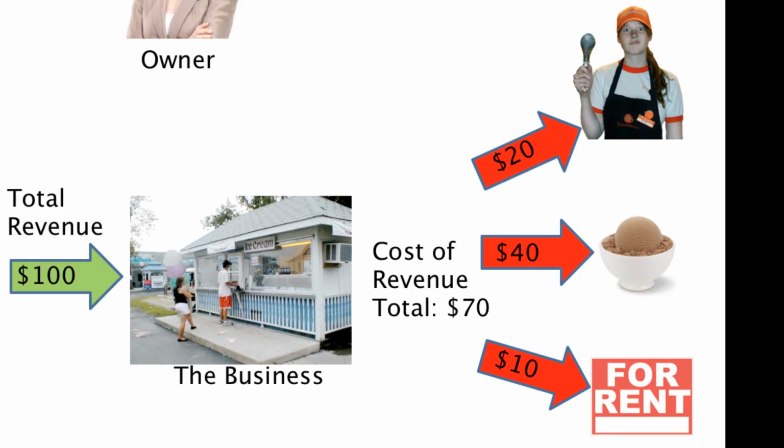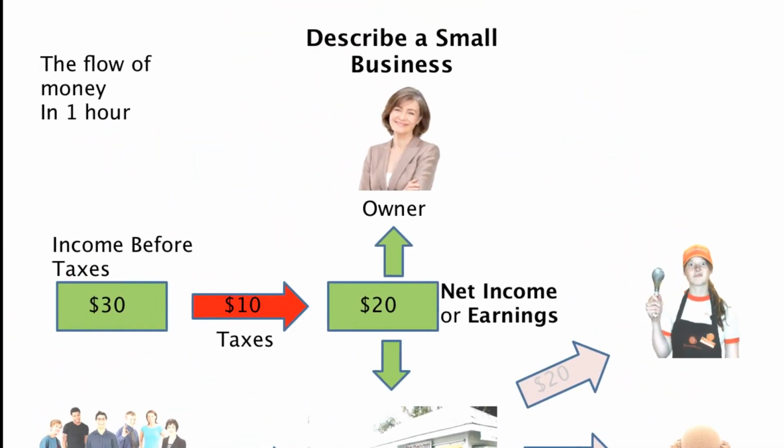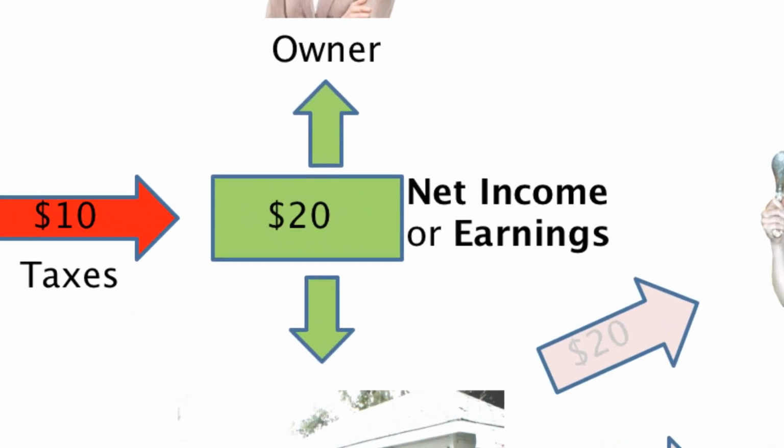Okay, so we had the revenue, which was $100, but the cost to get that revenue was $70 combined. When we took the 100 and we subtracted the 70, we were left with $30. So that's the income before the taxes. Nancy's business made $30 in income before taxes. So let's just assume that we take $10 out for the taxes, and that leaves us with $20 of net income for the earnings. That term is vitally important.